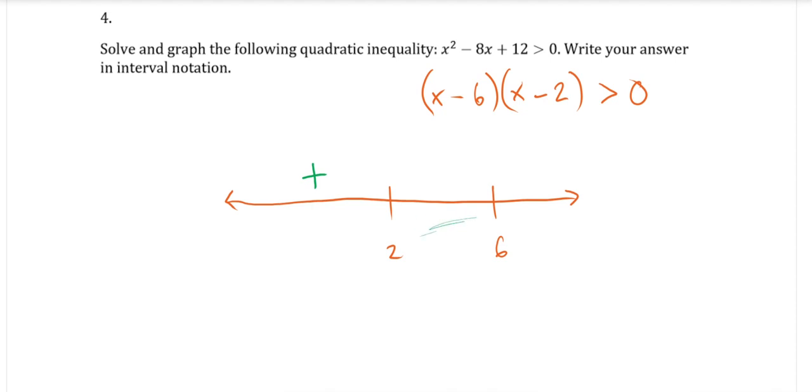And now we could pick a number in this region, like, I don't know, 3. And plugging it in here, we'd get a negative. And plugging it in here, we'd get a positive.